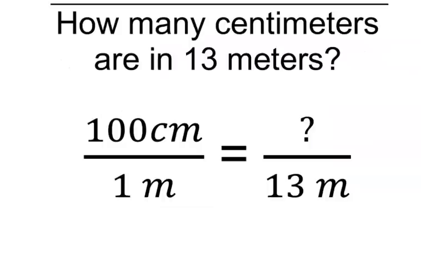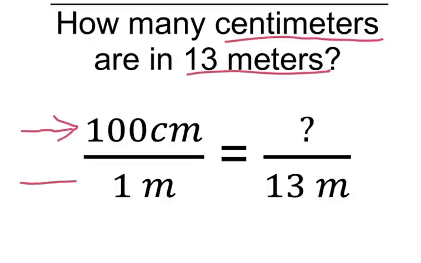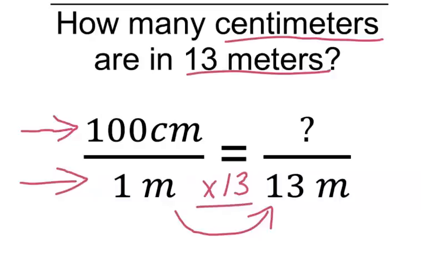How many centimeters are in 13 meters? Well, they show us right here that there is 100 centimeters in every 1 meter. So if we find out what it takes to get from 1 to 13, we'll find out how many centimeters. So 1 times what number will give you 13? We're not going to divide this time, right? So we're going to multiply by 13. Well, if we're going to multiply this side by 13, what are we going to do with the top of it, with the numerator? Multiply by 13.